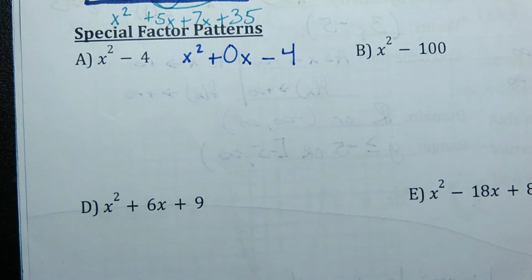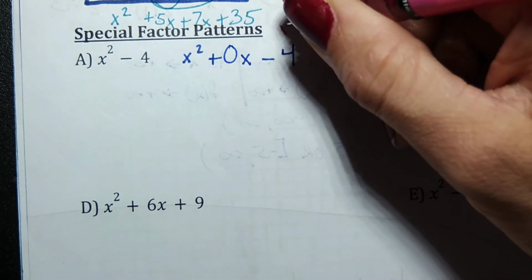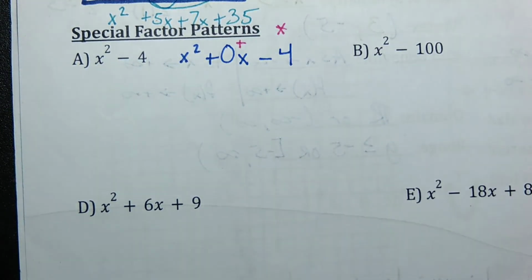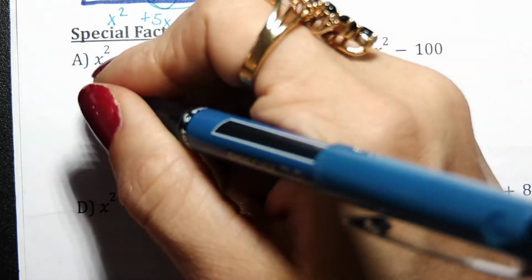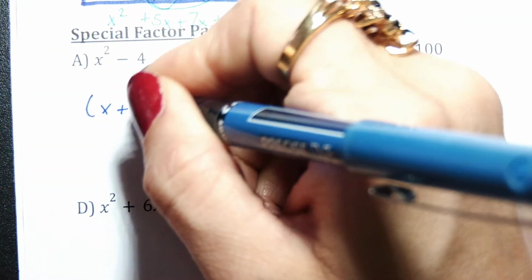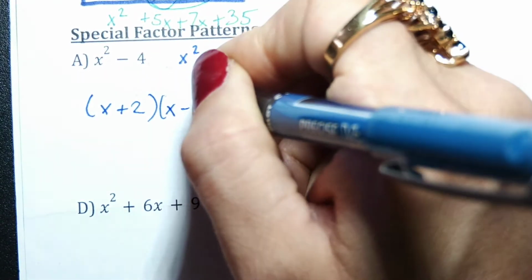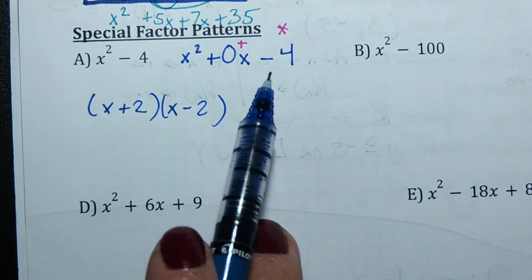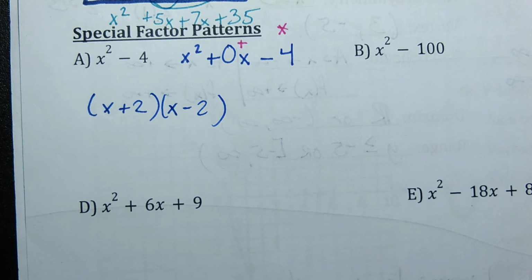So if it makes you feel better, this quadratic in standard form would look like this. That would mean I'm looking for a product of -4 and a sum of 0. What two numbers satisfy that? -2 and +2. So 2 times -2 gives me -4, and 2 plus a -2 gives me that sum of 0.